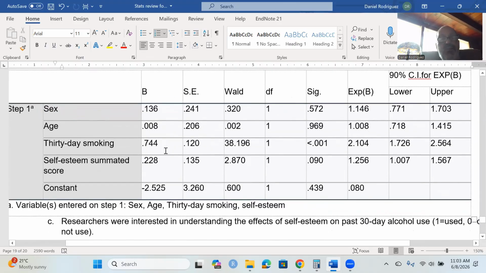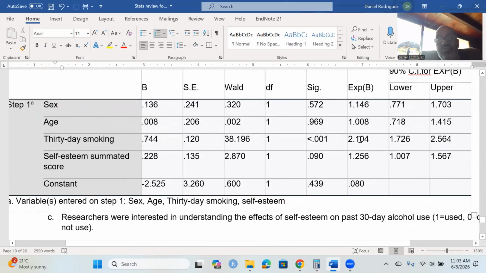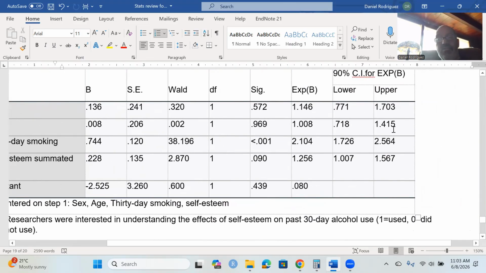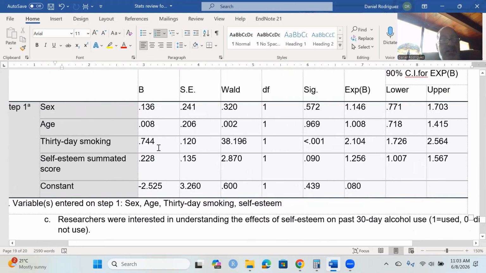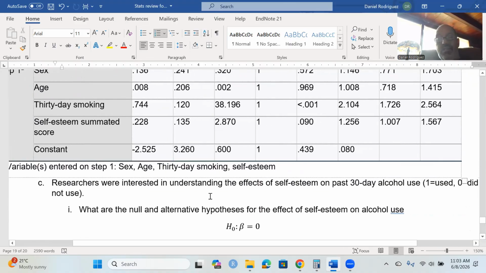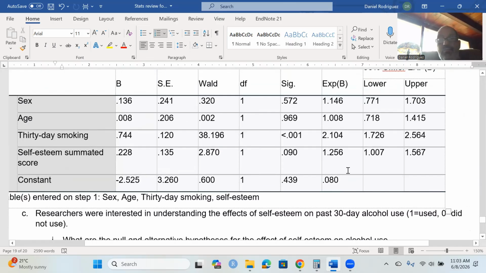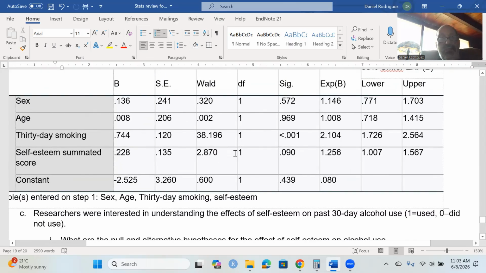These b values are what are known as log odds. If we exponentiate them, we'll get our odds ratio, which is pretty cool. And then we get confidence intervals for the odds ratio. In this case, we were predicting the effects of self-esteem on 30-day alcohol use, where one is used and one is did not use. One of the significant predictors was 30-day smoking. If you smoked, you were 2 times more likely to drink alcohol, with the odds ratio being anywhere between 1.726 and 2.564. Our point estimate was 2.104.